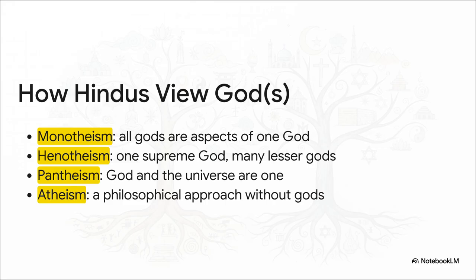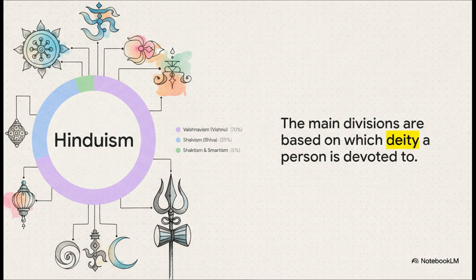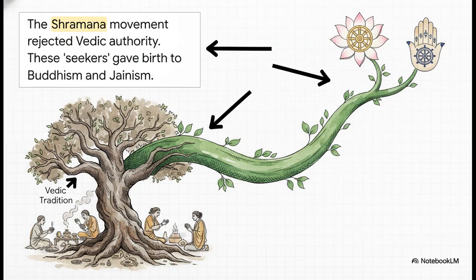Then you have others who are henotheistic. They worship one supreme god, but they acknowledge that other lesser gods exist. And you even have pantheists who believe God and the universe are the exact same thing. There's even room for atheistic philosophy within the Hindu tradition. And these different beliefs often focus in on devotion to a specific deity. By far the largest group is Vaishnavism, which centers on Vishnu, the preserver. Next up is Shaivism, which honors Shiva, the god of transformation. And then other traditions like Shaktism and Smartism make up the rest of this incredibly rich tapestry. But Hinduism didn't just stay the only game in town.